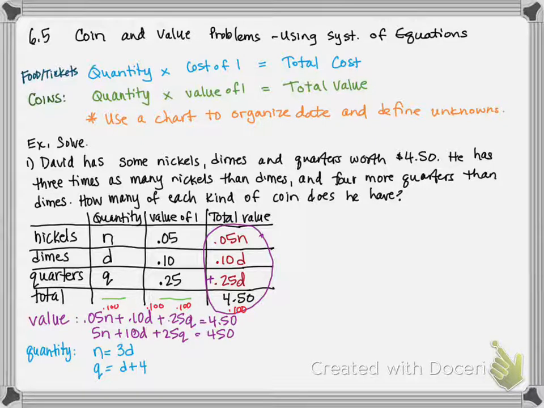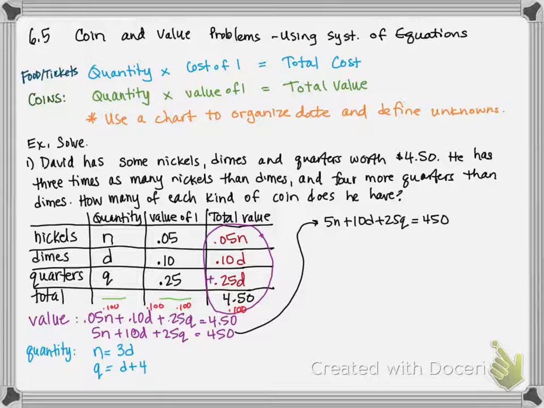So what I'm going to do is go ahead, sorry, my elbow is constantly cracking. I'm going to take this equation over here, 5n plus 10d plus 25q equals 450.